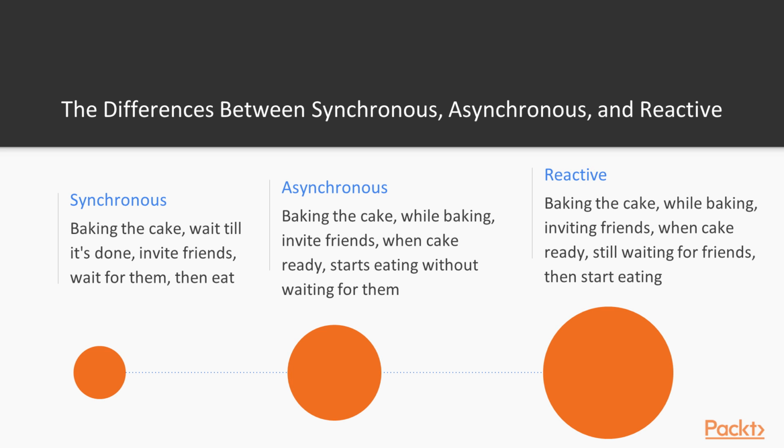The asynchronous way would be, we bake the cake, and while it is in the oven, we phone our friends. When the cake is ready, we start eating, with the risk that the friends haven't arrived yet. The reactive way is we bake the cake, while it is in the oven we phone our friends, and when both the cake has been baked and the friends have arrived, we can start eating all together. So you wait till all asynchronous actions are completed and then you proceed.